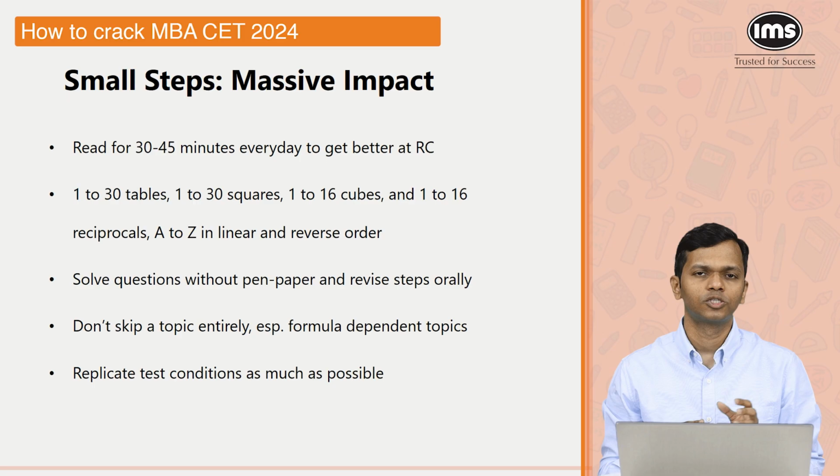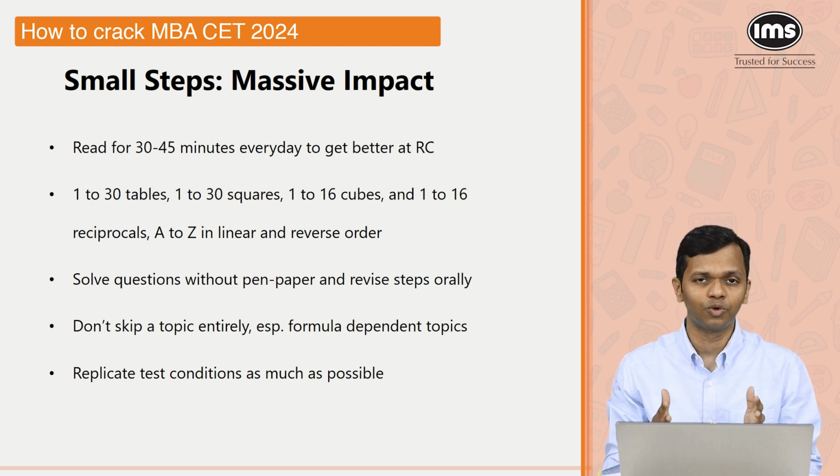So now I'm going to talk about a few small steps that translate to very high impact. The first thing is going to be reading. Now reading for 30 to 45 minutes every single day, if you do it, it will help you to get better at RC. And it will also increase your reading speed, because of which you'll be able to read even a quant question or LR set in a faster manner.